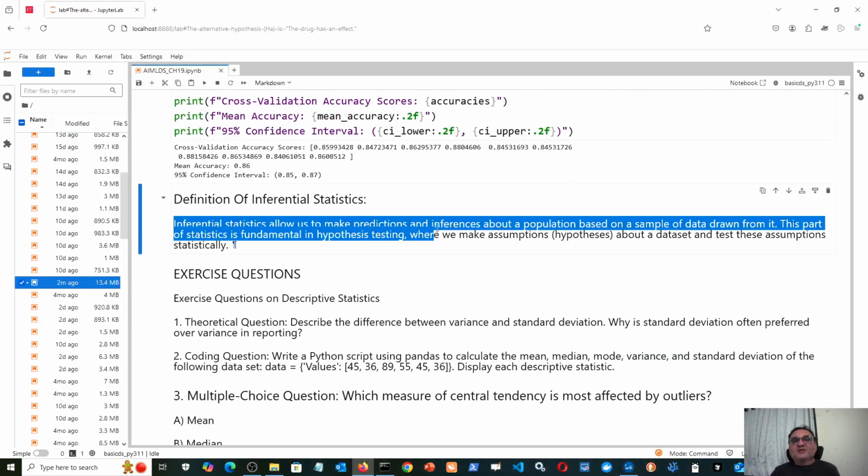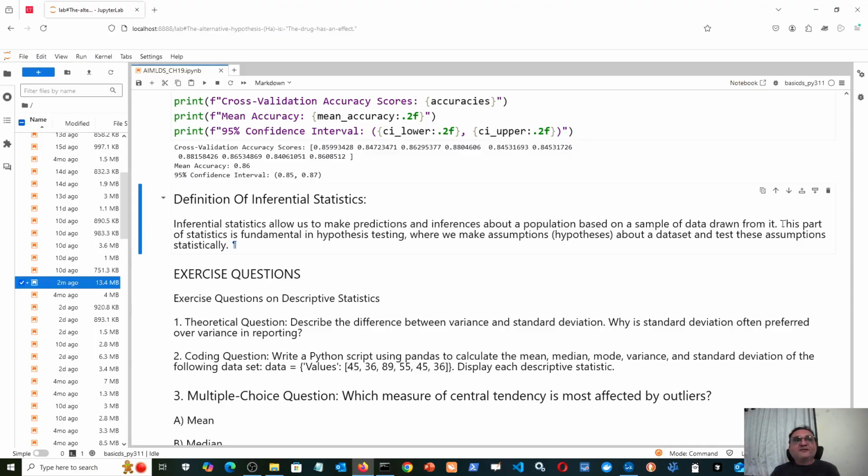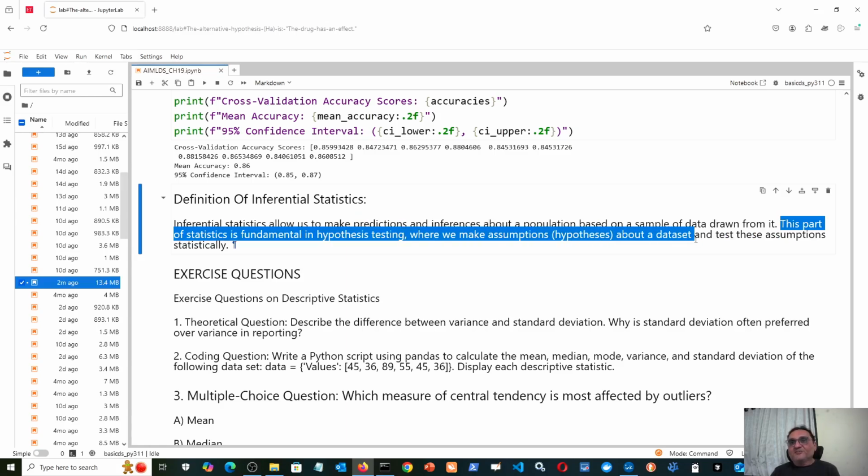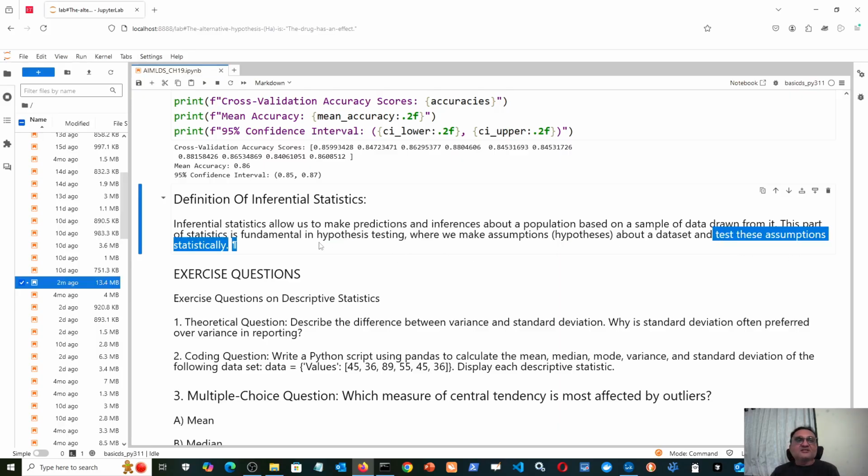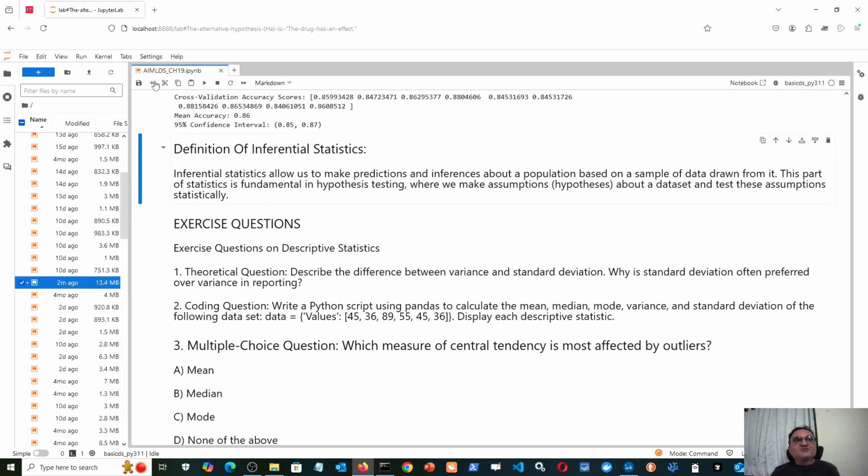Now you read this. Inferential statistics allows us to make predictions and inferences about a population based on a sample of data drawn from it. This part of statistics is fundamental in hypothesis testing, where we make certain assumptions or hypotheses about a data set and test these assumptions statistically. Okay, so this is where this chapter ends.